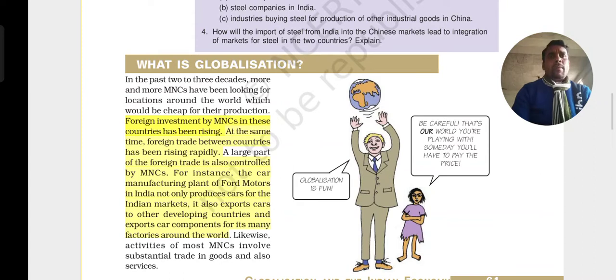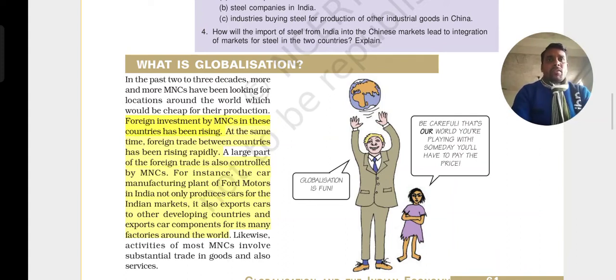So let us look at what globalization is and how it works. Foreign investment by the MNCs in these countries has been rising. We already know foreign investment is increasing day by day, year by year. At the same time, foreign trade between countries is also rising rapidly. When foreign investment is there, foreign trade will also increase, definitely. Because when there is more investment, more things are produced, and we cannot sell them only within a particular area or country. They have to be shifted, and trade has to be done with different countries. So foreign trade also takes place, for example China selling goods in India.